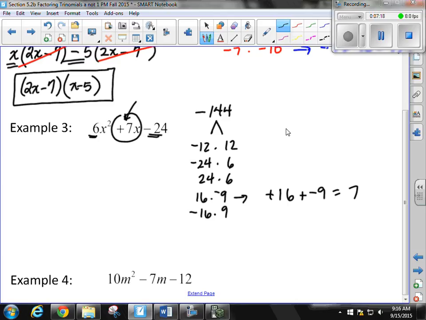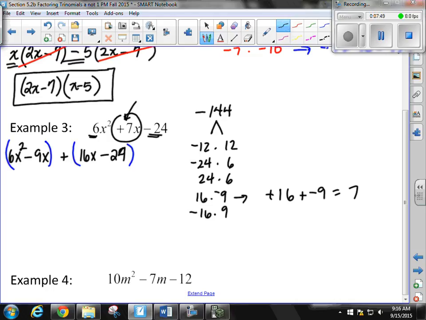So I'm going to split the middle term up. We're going to have the same first term, 6x squared. Then our middle term is going to become, and I like to put the negative number first, negative 9x plus 16x minus my last term, which was 24. Now when I factor by grouping, and I group the first pair together and the second pair together, I don't have to worry about a change of sign.